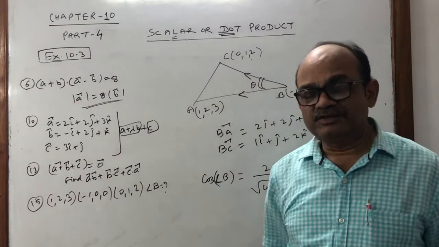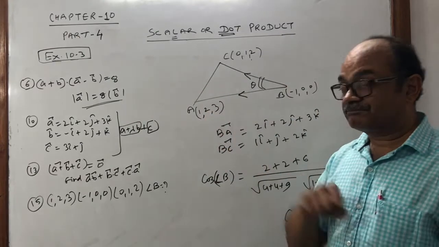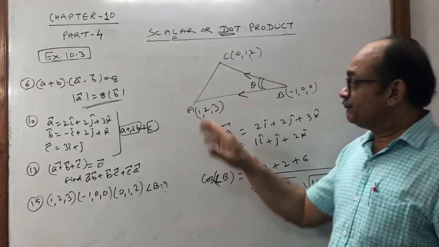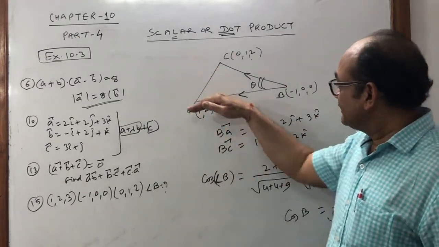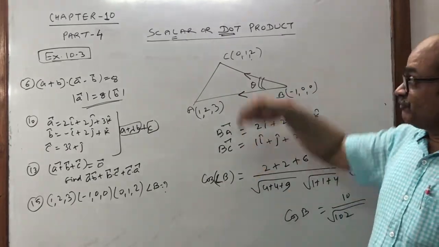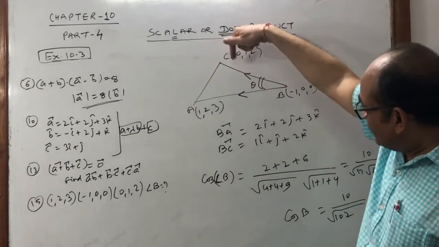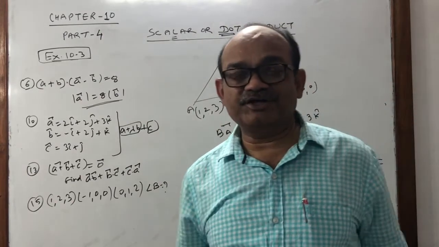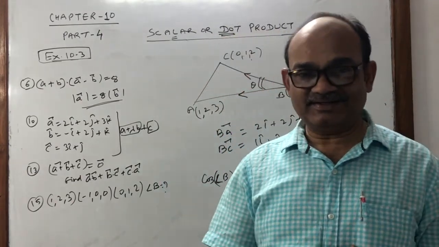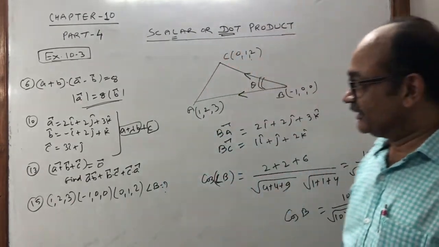Suppose in the same question, we want to calculate angle A. Then what will be the direction? If you want to calculate angle A, direction must be AC and AB. If you want to calculate angle C, then CA and CB. You have to adjust according to what is needed. Correct? One more question.